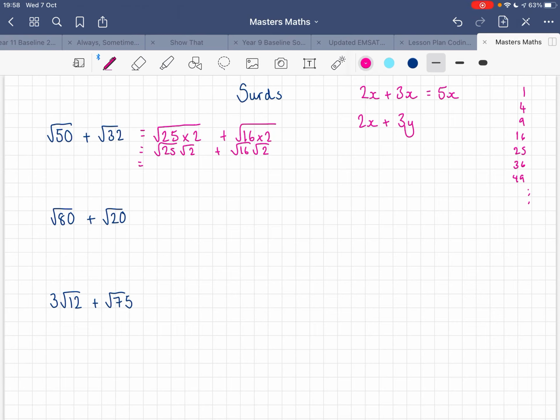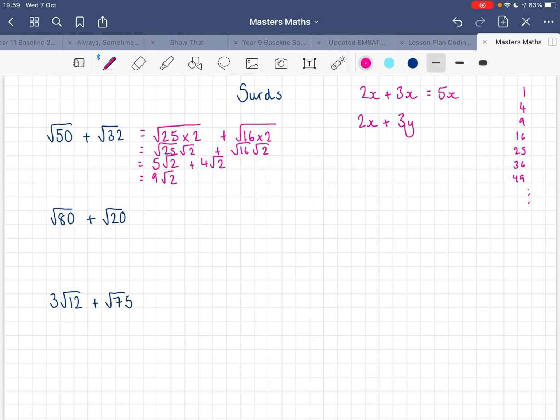Square root the numbers that are actually squares. So root 25 becomes 5. 2 can't be square rooted, so it stays in the root. Root 16 is 4. And again, the 2 stays inside the square root. Now we have like surds. We have root 2 and root 2. We've got 5 root 2 plus 4 root 2, which makes 5 add 4 is 9. So 9 root 2 altogether.